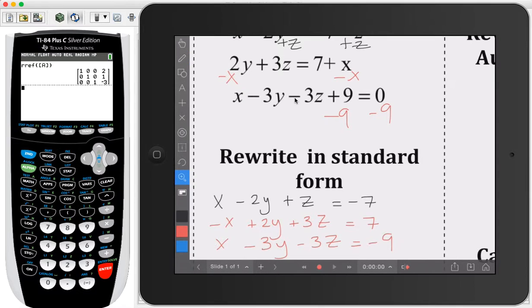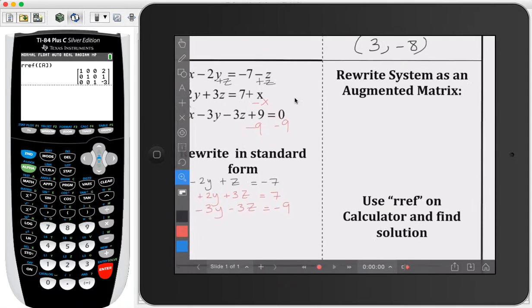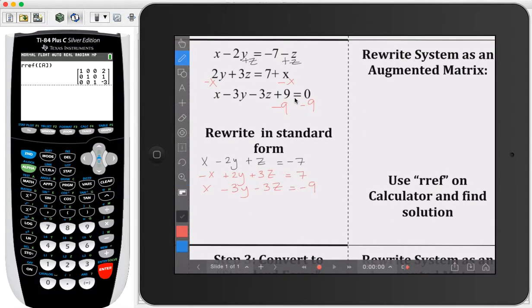Now I need to put this in the calculator. So let's create the augmented matrix. It's going to be a 3 by 4 matrix. So I need to put the coefficients of x in the first column. So that's 1, negative 1, and 1. So 1x, negative 1x, and 1x. Negative 2y, 2y, and negative 3y. So you are interested in only the coefficients. So negative 2, 2, and negative 3. Now z, you have 1, 3, and negative 3.